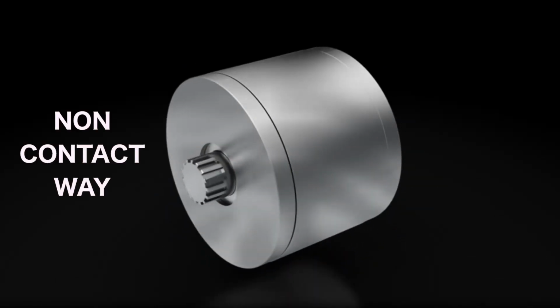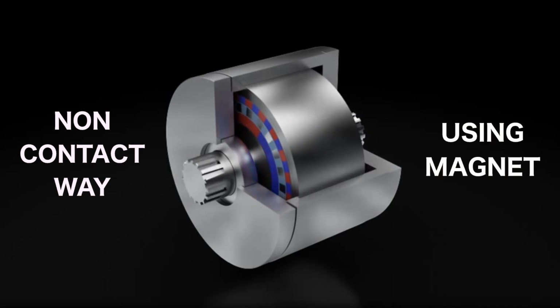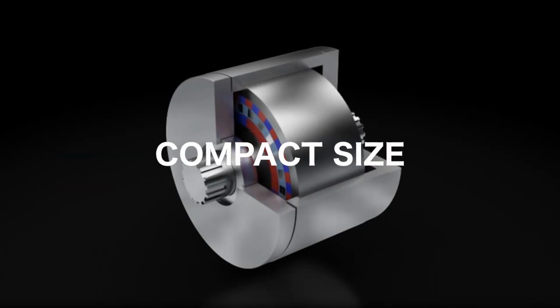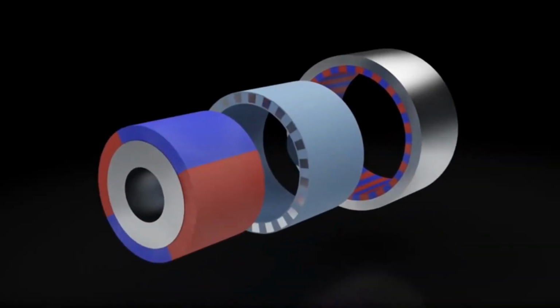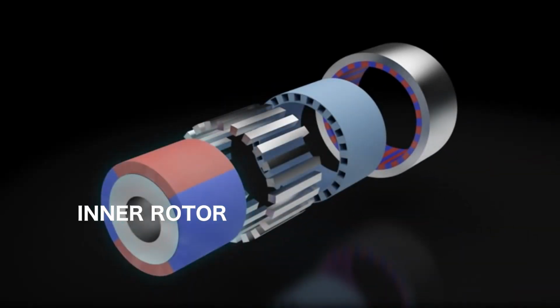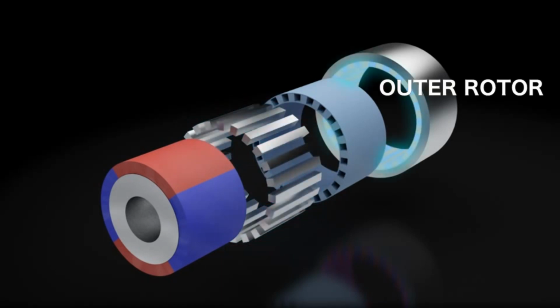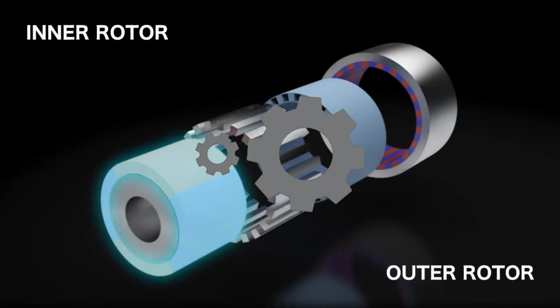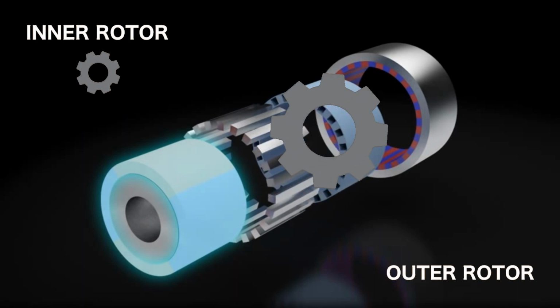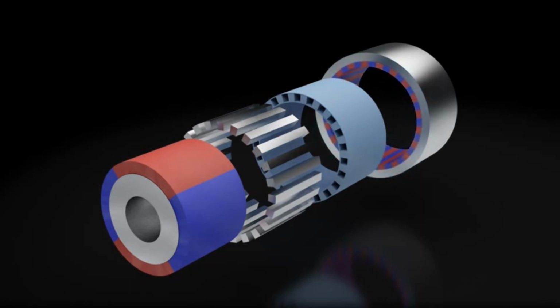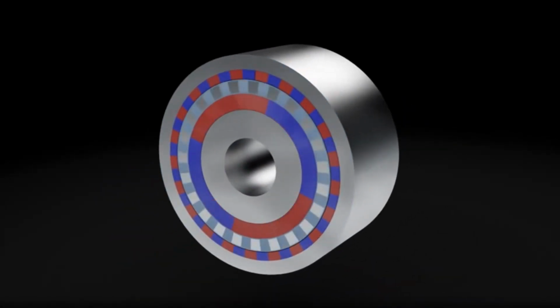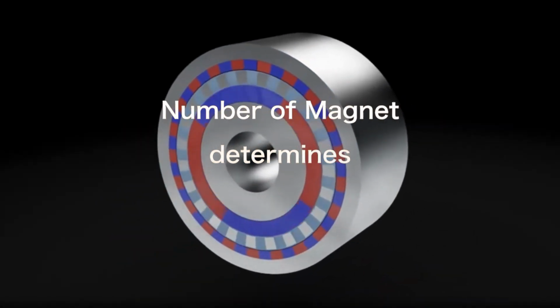Magnet gear works in a non-contact way using a magnet and has a very compact size. It has 4 main parts: inner rotor, stator and pole piece, and outer rotor. Just think it's simple. Inner rotor is a small gear, and outer rotor is a large gear of the traditional gear. And just as the number of teeth determines the gear ratio, the number of magnets determines the gear ratio.